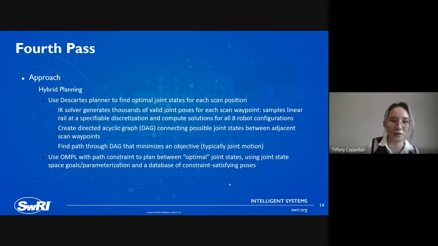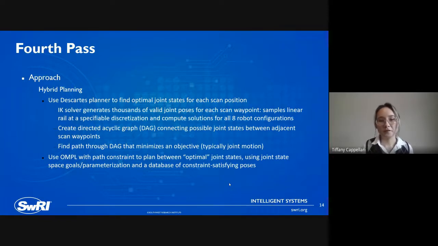So for our fourth approach, we went with a more hybrid version of our previous plans. So now we use a Descartes planner, which is a Cartesian motion planner, in order to first find these optimal joint states for each scan position that we know the robot needs to go to take this X-ray. And then we use the IK solver to find all these valid joint poses for each scan waypoint and use them to create this acyclic graph, connecting each possible joint state between adjacent scan waypoints.